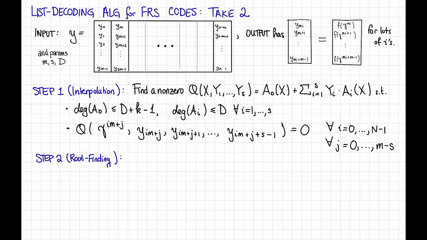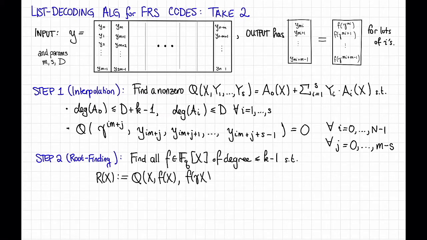Assuming we can do that, our next step is going to be the root finding step, and this is exactly the same as before. That is, we're going to find all polynomials f over Fq of degree at most k minus 1, so that the polynomial r of x, which we define to be q of x, comma f of x, comma f of gamma x, dot dot dot, up to f of gamma to the s times x, is identically equal to 0. So that's the algorithm. As before, we have a couple of questions. First, how do we do step 1? And second, is step 2 a good idea, and how do we do it efficiently?